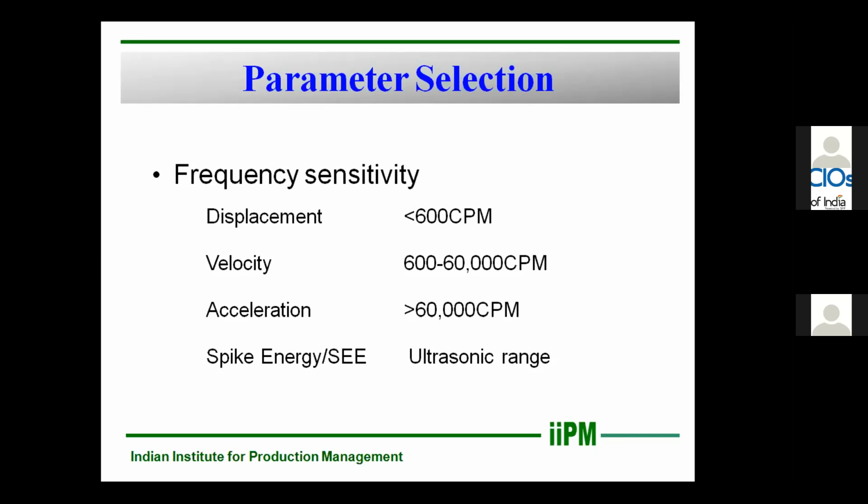Otherwise, you will not get the data, and your FFT or time FFT will not show what is the defect in the machine. So this should be taken care of. What are the units you need to take, and for what RPM you need to check this.